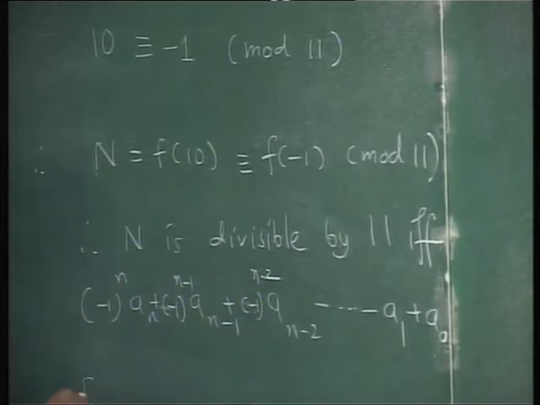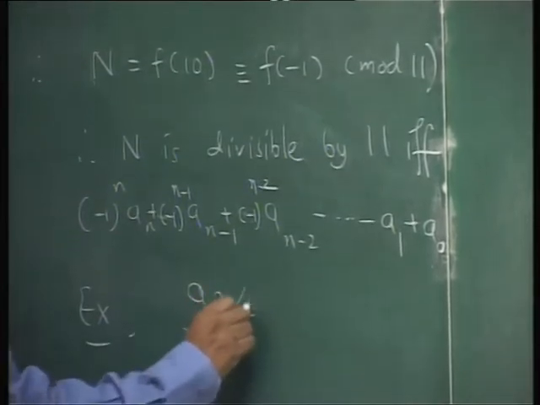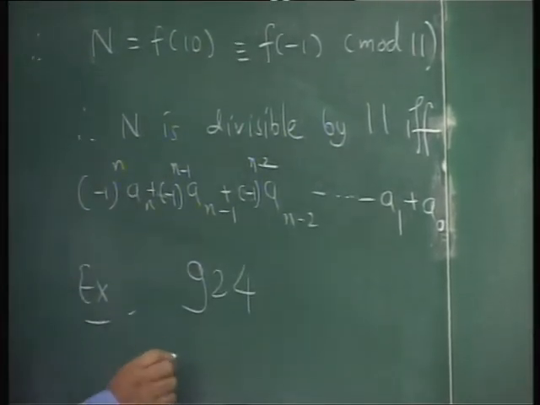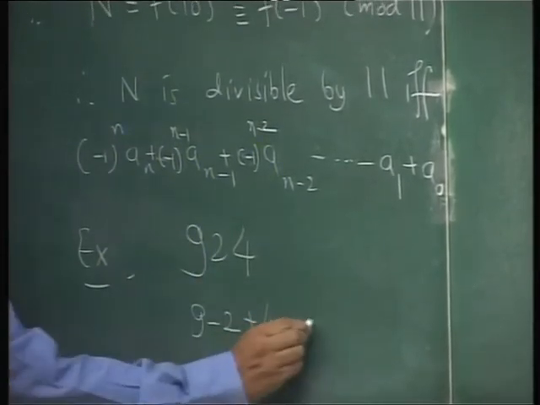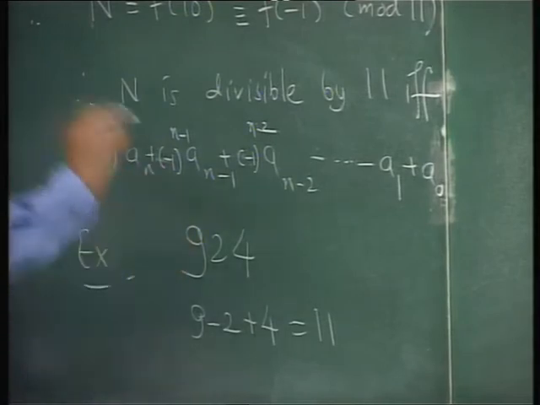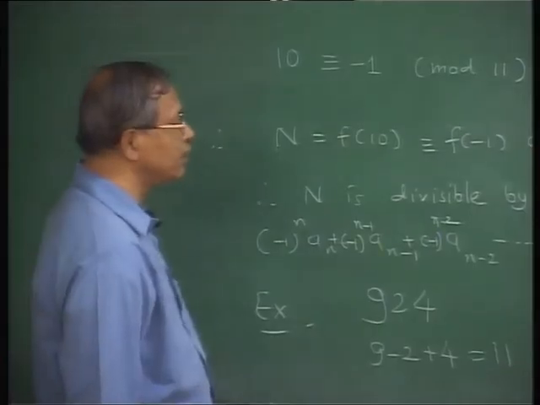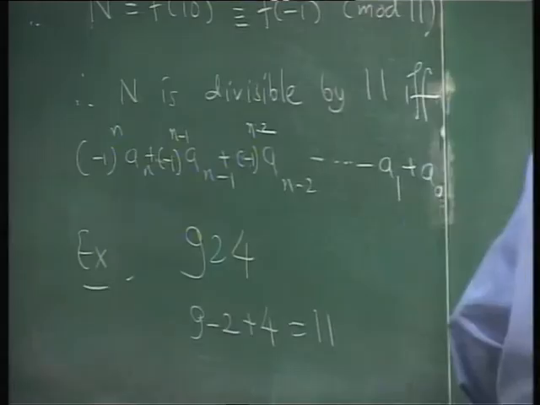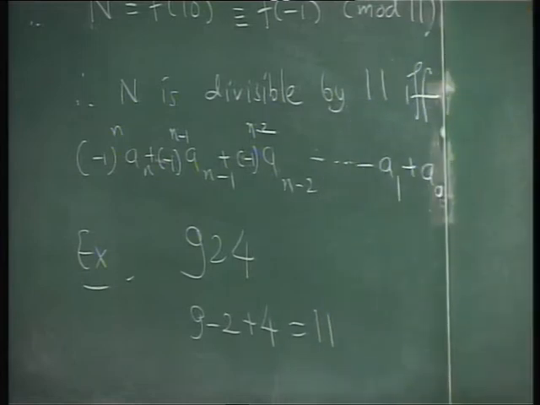If you take for example 924, so 9 minus 2 plus 4, that is 11, divisible by 11, and therefore 924 is divisible by 11. So the alternate sum of the digits can be used. In a similar manner, we can have tests of divisibility using more digits at a time.